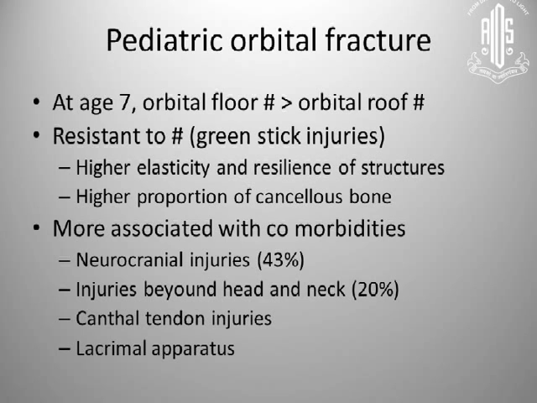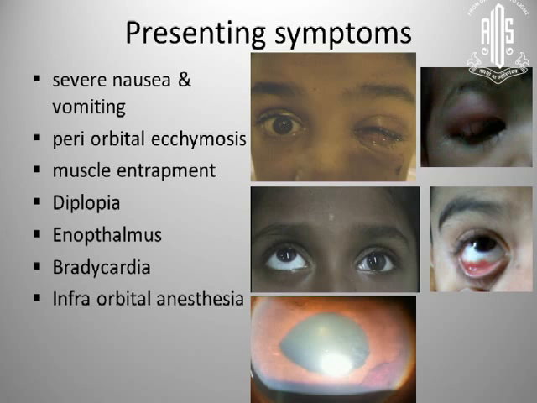Inherently, the child structure is very resistant to producing a fracture because of the higher elasticity of bone and the higher proportion of cancellous bone. However, if there is a fracture in a pediatric age group, we have to understand that there will be more associated comorbidities, just for the reason that a higher force would be needed to produce a fracture in a child. So we have to rule out neurocranial injuries and other associated injuries, which are much more common in the pediatric age group.